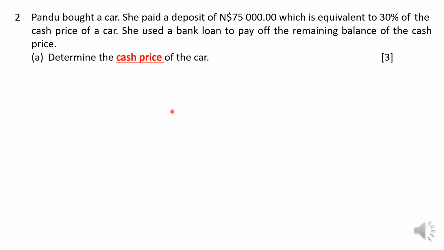So what I've done, I have brought out a lot of the answers in red so that it can capture your attention. This was also a question that a lot of students actually struggled to answer. Let us just read this question carefully. Pandu bought a car. She paid a deposit of 75,000 Namibian dollars. This is very important. She paid that deposit, okay? And this deposit, this 75,000, is equal to 30% of the cash price of the car, okay?